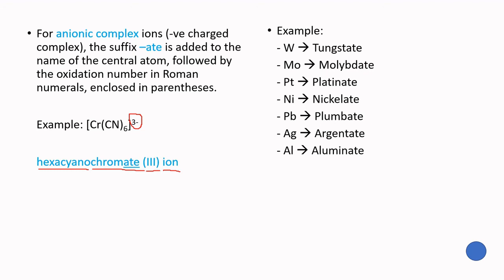Let's say you have another example, where instead of 3 minus, you have 3 K outside of the bracket. We are using the same example. In this case, how do you name this complex? You need to name the counter ion first. This is the counter ion because it is situated outside of the bracket. So you have to add another one, which is potassium.